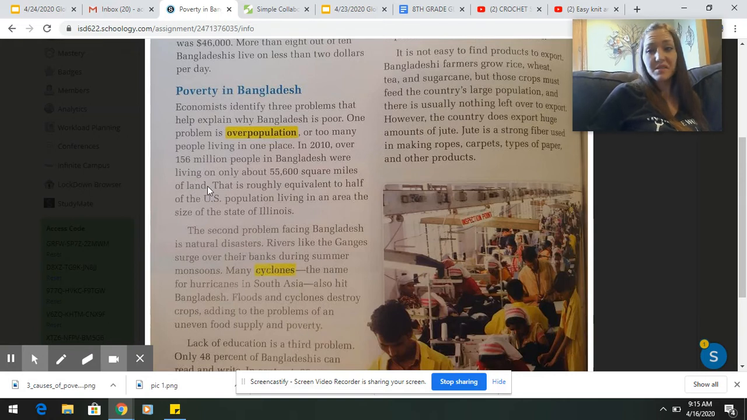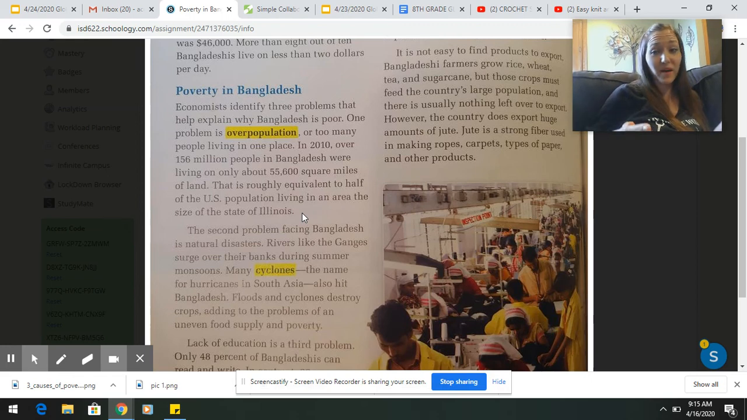land. Okay, so that's definitely a number, and it's explaining how overpopulation is a problem, but I'm not a numbers person. I teach social studies, okay? So I don't really know, 156 million people in 55,600 square miles. Is that a lot? Not a lot? I'm going to keep on reading. That is roughly equivalent to half of the US population living in an area the size of the state of Illinois. Okay, now I get it.